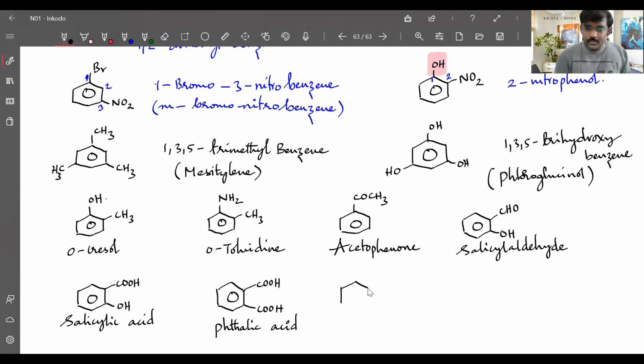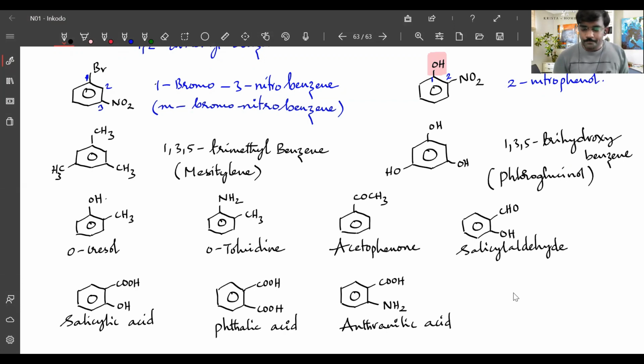Next, one more example. Now here I'm going with a carboxylic acid group and at the same time an NH2 group. Okay. So this particular compound we call anthranilic acid. Okay, we call it anthranilic acid. Okay. Next. So these are all different benzene derivatives we are going to see in different reactions.